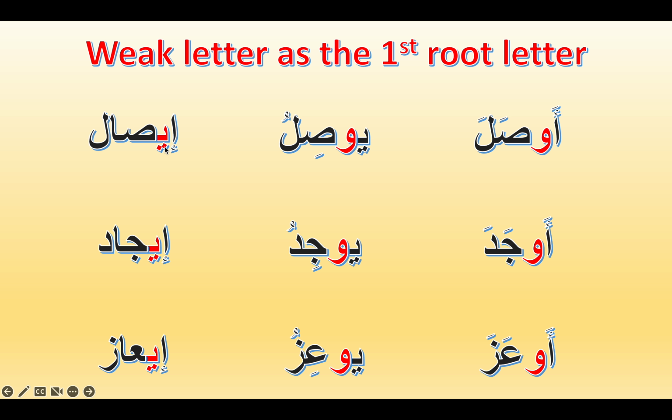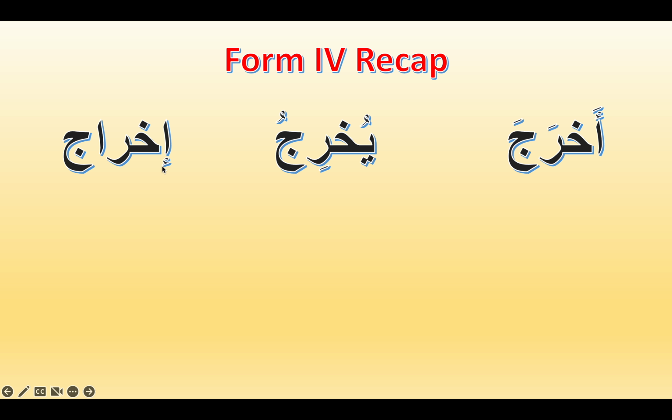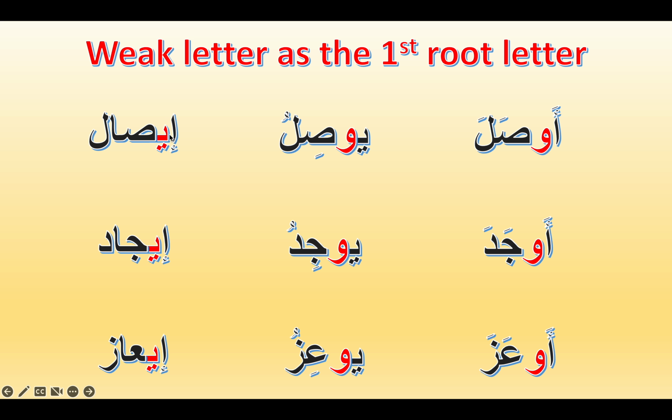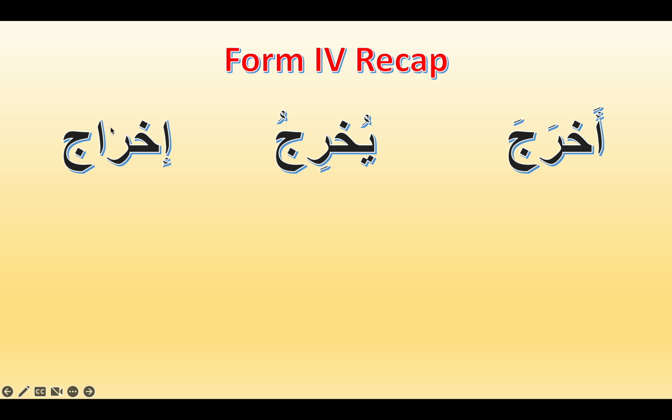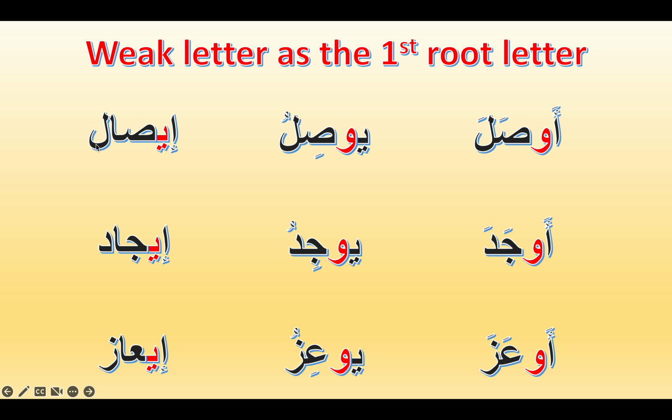Okay? So just like the masdar in form 4, you start with the alif with the hamza underneath. In between, the first root letter appears as a ya. Okay? And then just like the normal masdar, there is an alif in between the second and the third root letter. But the first root letter always appears as a ya.